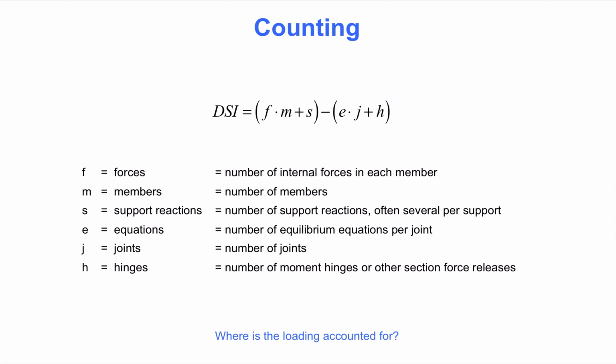Notice that F is the number of internal forces in each member. M is the number of members. S is the number of support reactions, often several per support. E is the number of equilibrium equations per joint. J is the number of joints, and H is the number of moment hinges or other section force releases.